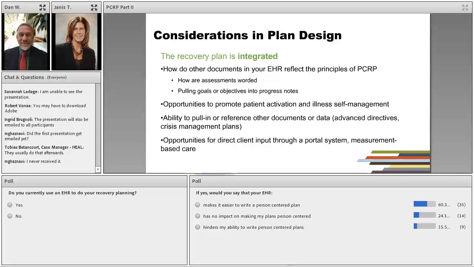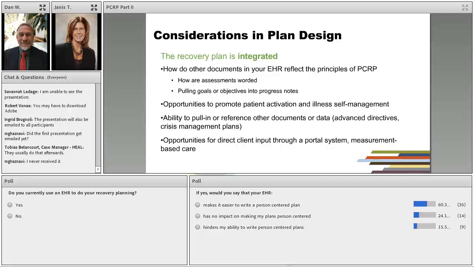So, integrated. A few ideas on this. One of the big advantages of an EHR is that it can integrate the different parts of your plan easily. Now, I've already talked about some of the potential pitfalls of that, in that you can get locked into automatic logic that dictates your plan and takes away from its individualization. But there are also other ways, like I said, that you can view things or pull things in that can be helpful.